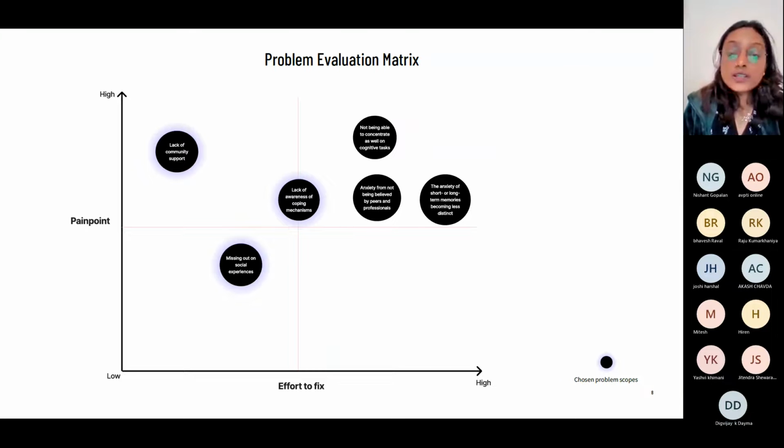Let's say we will provide them the coping mechanisms. And then we said missing out on social experiences, which is that once they have something like COVID, they're isolated already. And on top of that, they were not able to meet with their family, meet with their friends, do social activities, go for a hike or go to the beach. They could not do any of that. So we said, let's see what we can do about the social experiences. So we picked 3 problems to concentrate on in this.